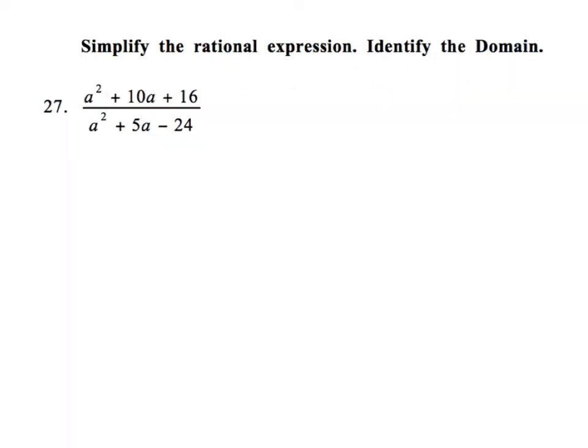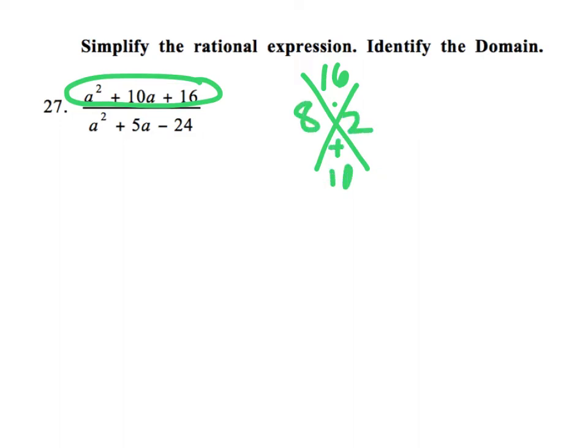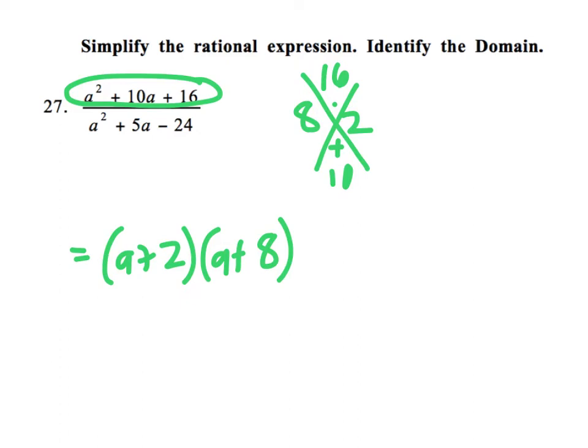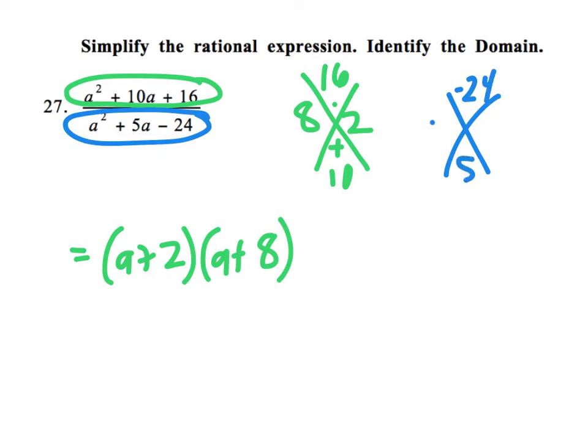My next one says simplify the rational expression, identify your domain. To simplify it, we are going to factor the top and we're going to factor the bottom. If we do the top first, we are looking for something that multiplies to 16 and adds to 10. It's going to be 8 and 2. So on top, we would have a plus 2 times a plus 8. Then we'll do the bottom. We are looking for something that multiplies to negative 24 and adds to 5. It's going to be 8 and negative 3. So on the bottom, we have x plus 8 and x minus 3.